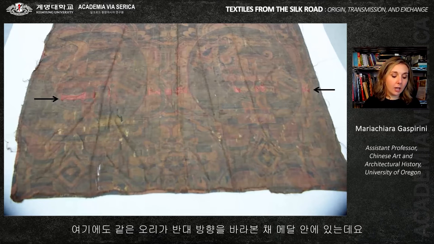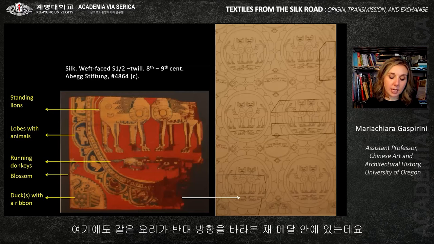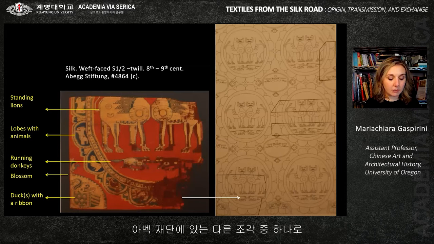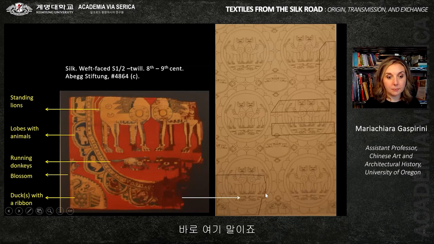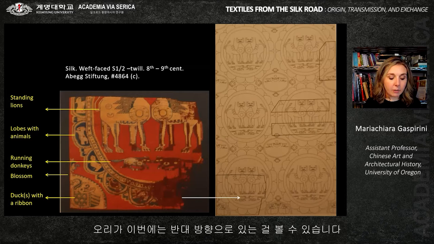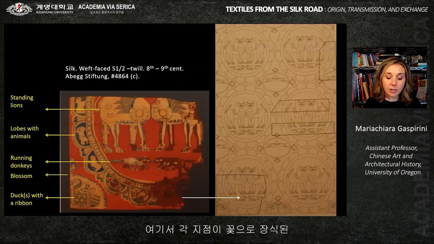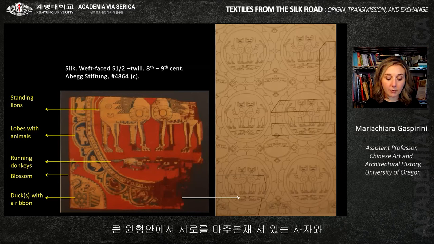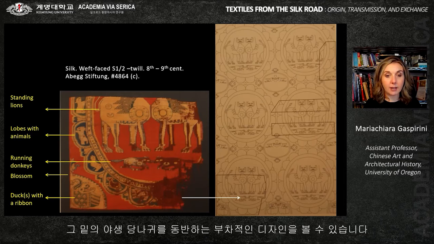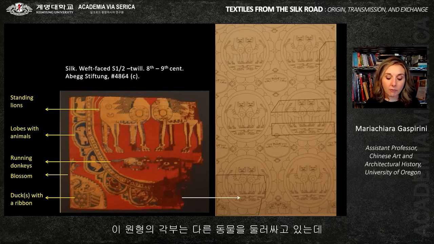The same duck appears also mirrored in a medallion on one of the other fragments in the Abegg-Stiftung that I used to reconstruct the panel fragment in Hangzhou. Here, in this case, the duck, which is mirrored and framed by a smaller medallion with a flower at every cardinal point, appears as the secondary motif that accompanies a large lobed roundel framing a pair of mirrored standing lions and two mirrored running wild donkeys underneath them. Each lobe of this roundel encloses a different animal.